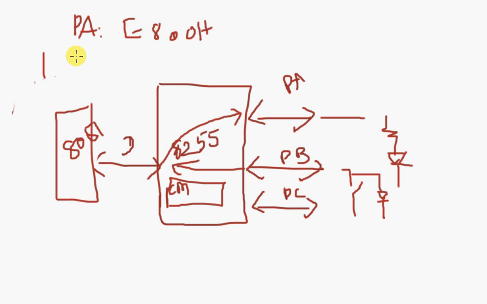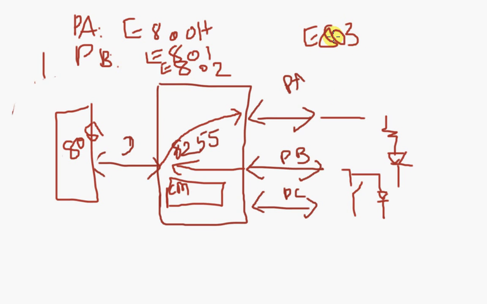Port B is E801, port C is E802, and the control word is E803, which is mapped in external data memory. You have to consider those 4 locations as external data memory. So you have to use the instruction called MOVX. By doing this, I can access them individually.